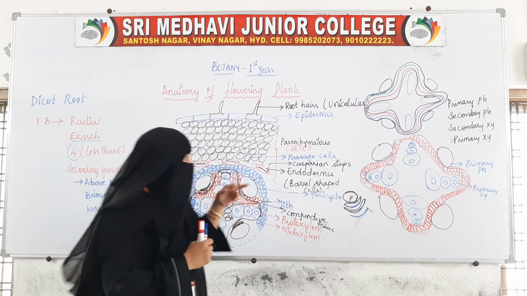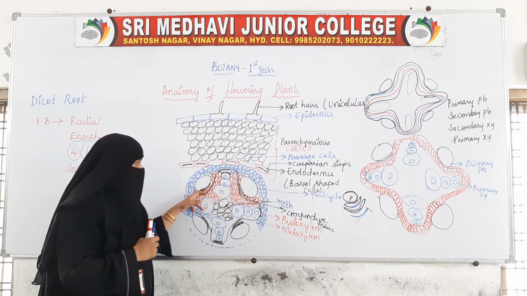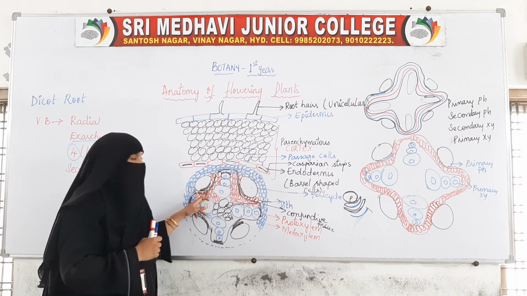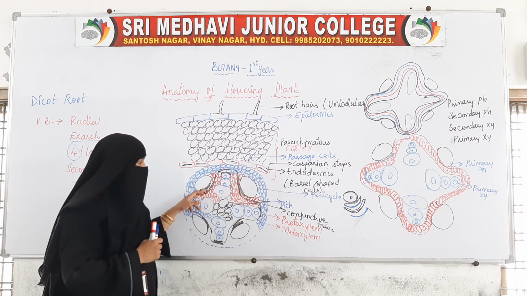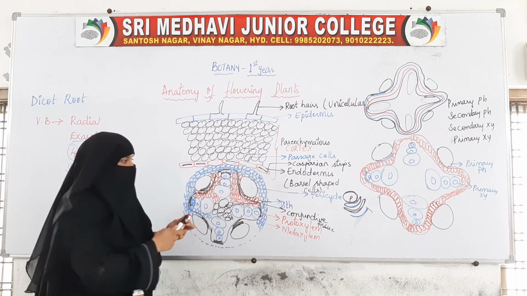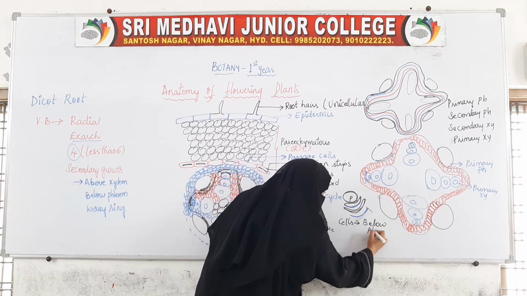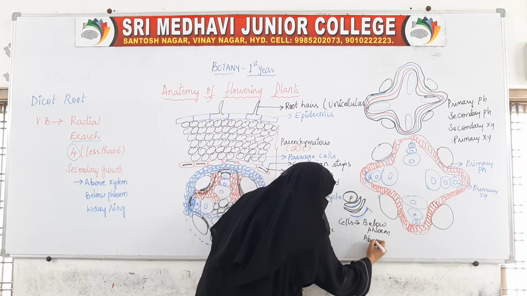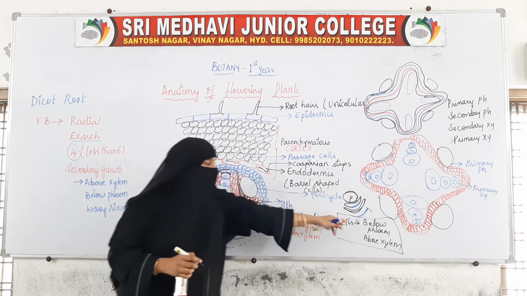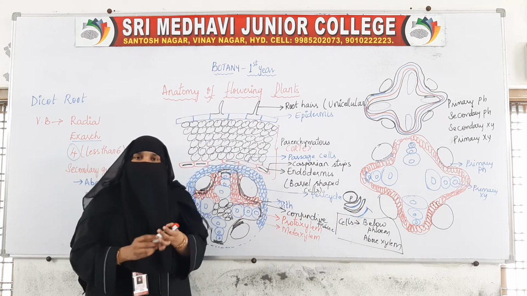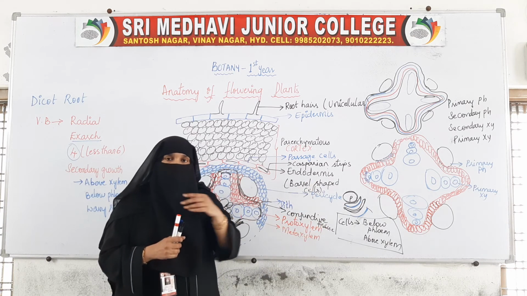So what is happening? A few cells of the pericycle, which is above the xylem, and a few cells of the conjunctive tissue, which is present below the phloem, change into meristematic cells. The cells below the phloem and the cells above the xylem will change into meristematic cells and they produce new cells.